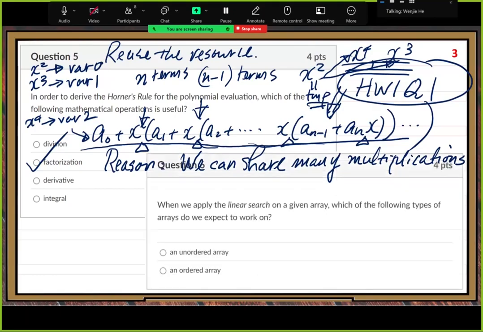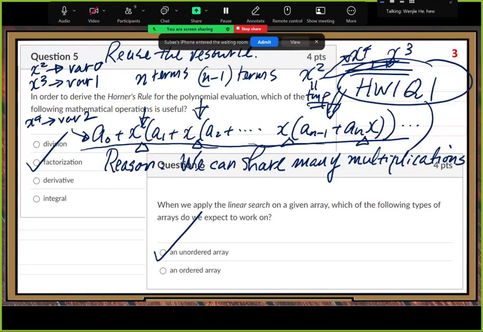That's that question. Number 6. When we apply the linear search on a given array, which of the following types? Obviously unordered, or ordered. The problem is this: for linear search, you cannot get it wrong, right? Even if it's ordered, sometimes the array could be ordered but you do not know it. If you do not know it, you apply linear search on it.